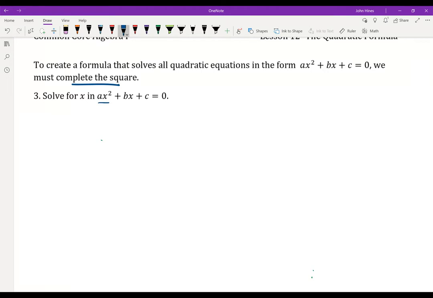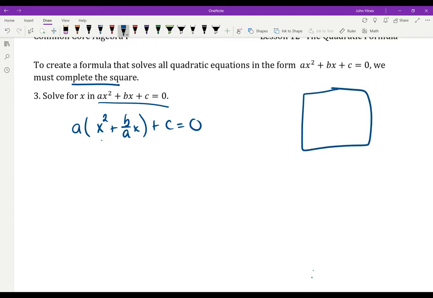So I want to solve this quadratic equation. I need to complete the square. But there's that a in front of x squared, so I have to factor that out. I have to factor out that a. Why did I put b over a? That makes b when I distribute back in there.